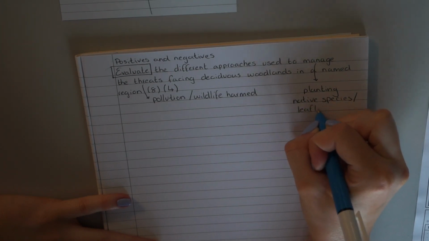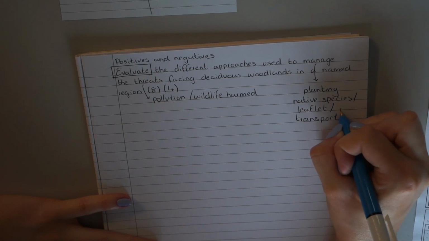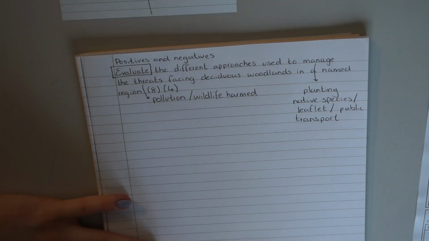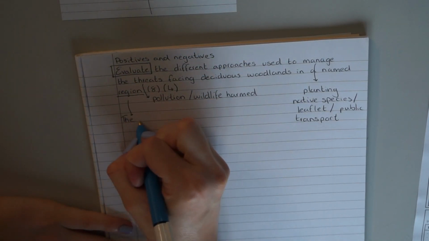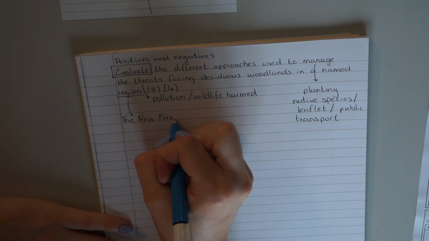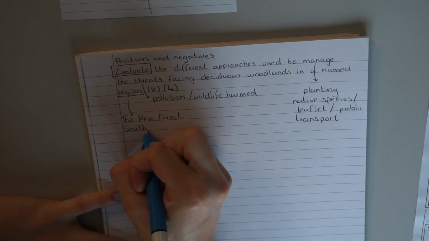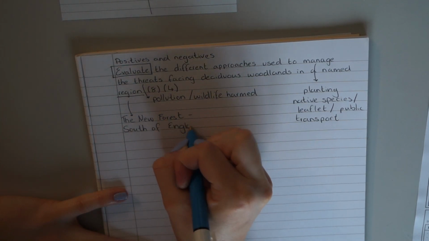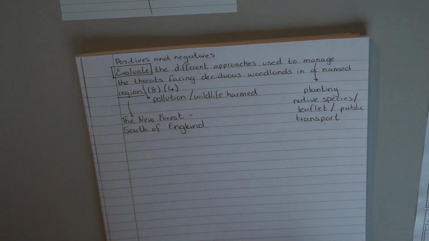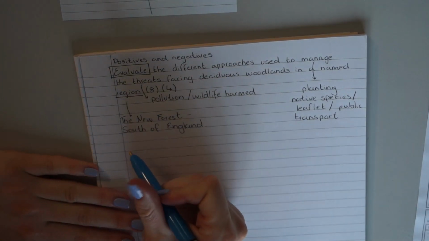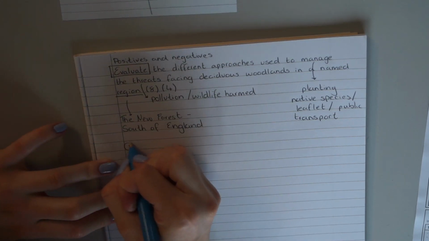There is a leaflet, and we are encouraging the use of public transport. Then we need our named region. So that is the New Forest, and it's in the south of England. So to structure our evaluate answer, we absolutely need a conclusion at the end. So I'm going to pick 3 strategies, write a paragraph about each with a conclusion at the end.